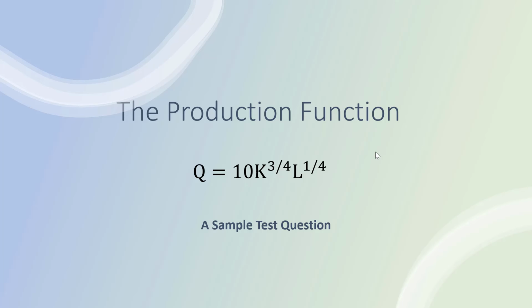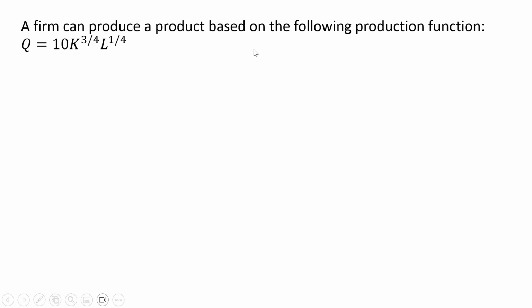Hello, in this video we're going to look at a production function of the following form, and we're going to do a sample test question with multiple parts. A firm can produce a product based on the following production function. This production function is a function of units of capital K and units of labor L.